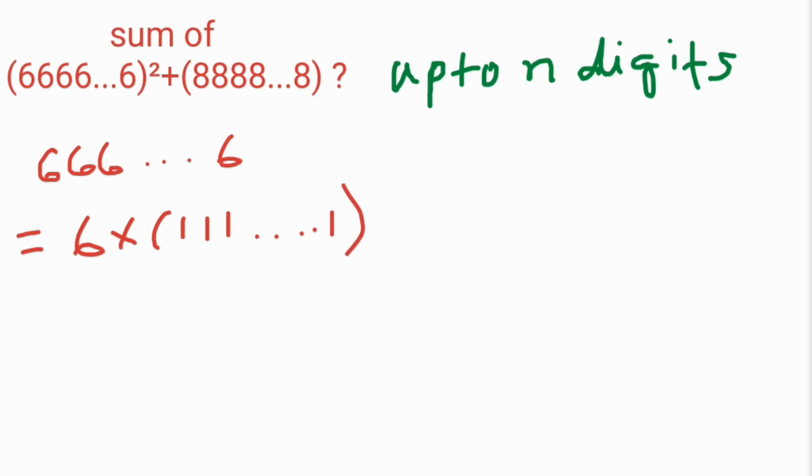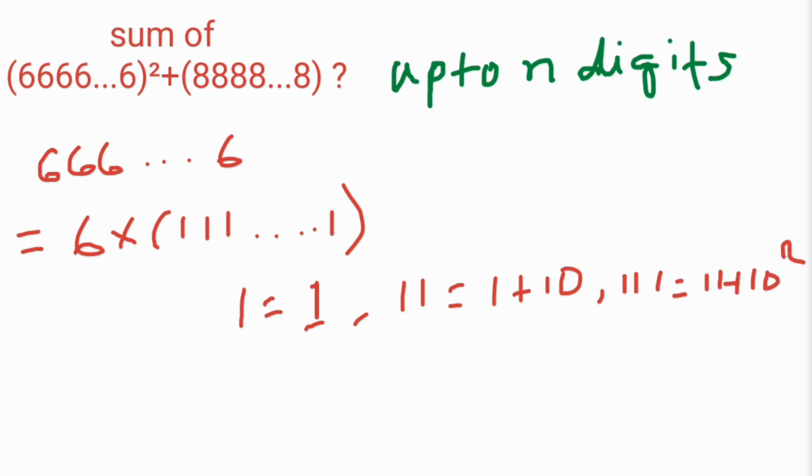Now what can we do next? Let us analyze all the numbers made by only 1. Our first number is simply 1. If it is 11, we can write it as 1 plus 10. Next is triple 1, that is 11 plus 10 square, and in the place of 11 we can write 1 plus 10, so plus 10 square.